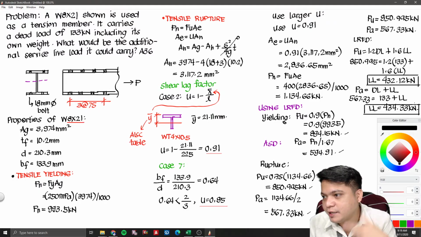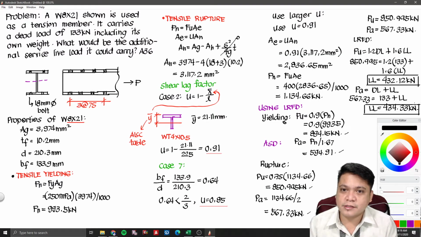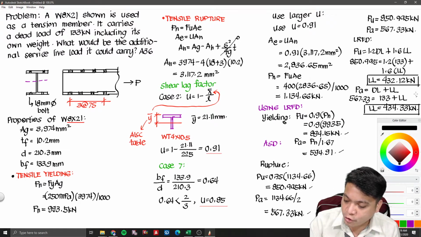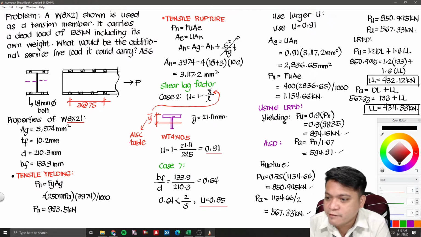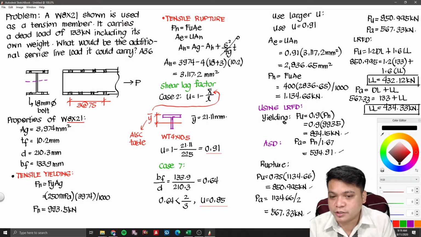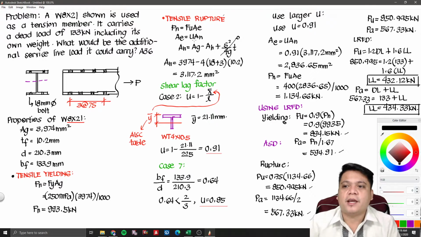Alright. Now, I want you to see the two live loads. Even though we used both the methods of the LRFD and the ASD, still, if we are talking about the service load, you will notice that they are almost the same. So, for the LRFD, we have 432.12, and for the ASD, we have now 434.33 kilonewton. So, again, you can solve it with either of the two.